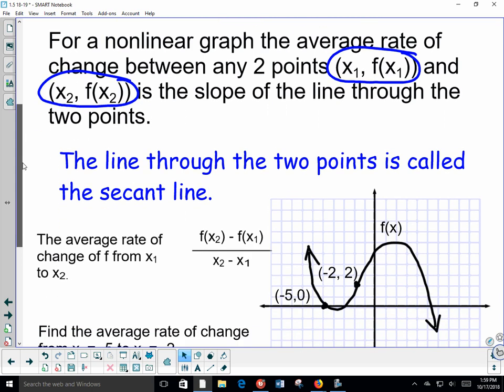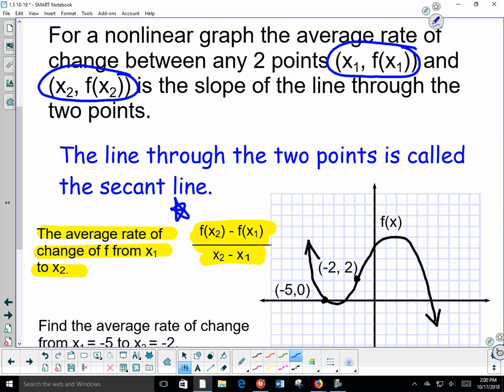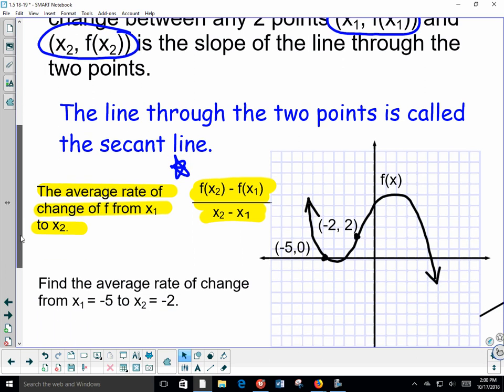All right, so I think it might be best to take a look at this in terms of an actual example. So the average rate of change, and by the way, here's our formula for the average rate of change. The average rate of change of a function from x1 to x2 is given by this very important formula. So I'll put a star by that. All right, it's f of x2 minus f of x1 over x2 minus x1.